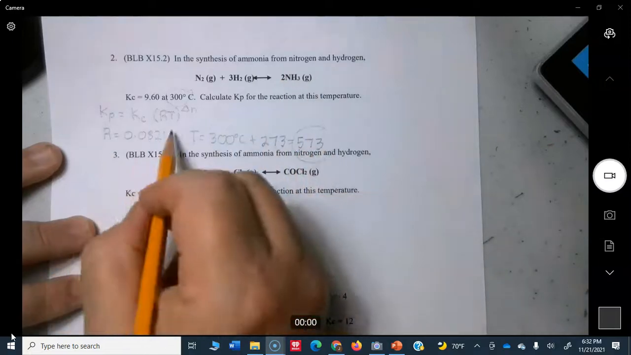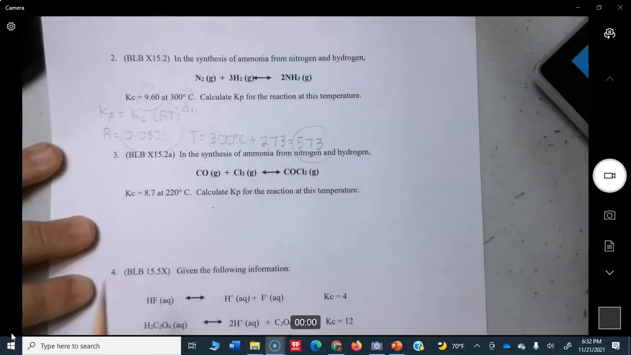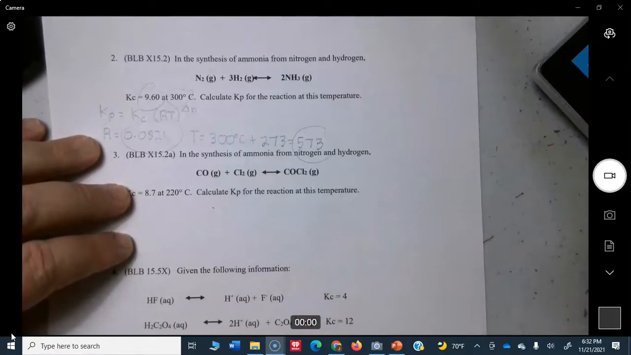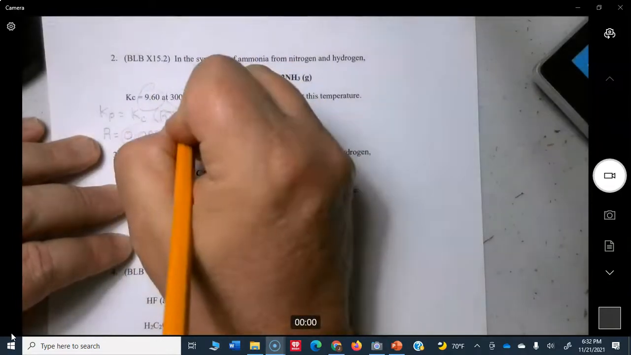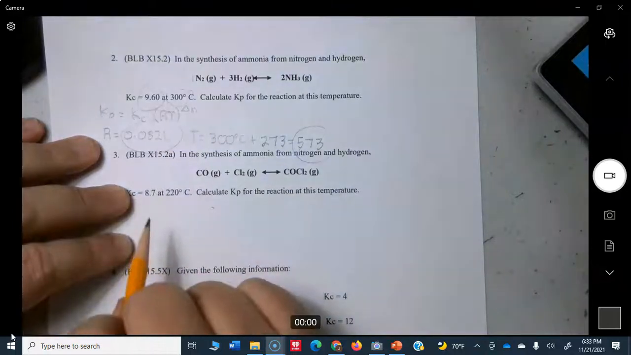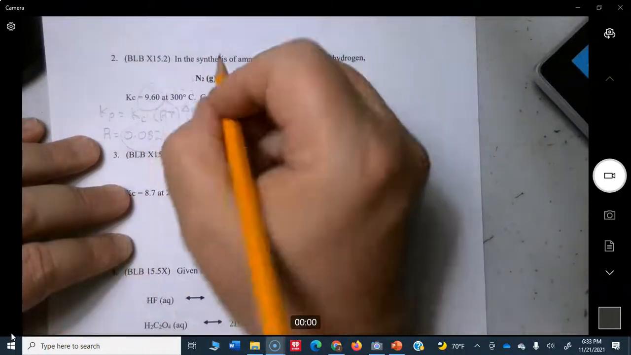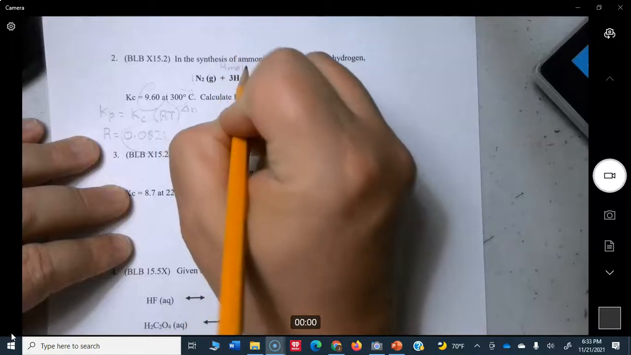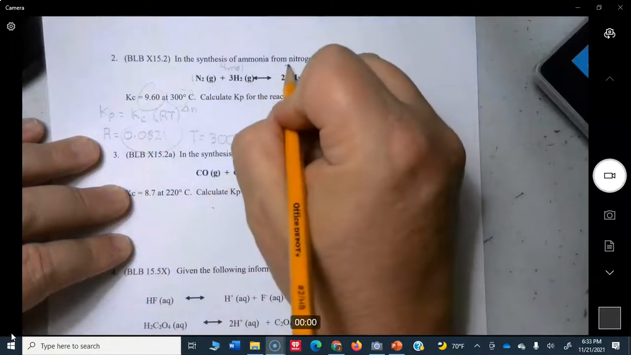Okay, so we have this number, and this number. Then the delta N is the change in the number of moles. It doesn't matter what the substance is, it's just total number of moles on the reactant side, the left of the arrow, and total number of moles on the right side, the right of the arrow. So over here, I'm going to go ahead and put my coefficient of 1 there. We have 1 plus 2 is 4 moles. And over here we have 2 moles.